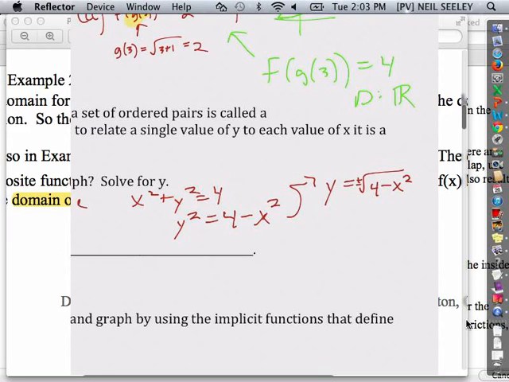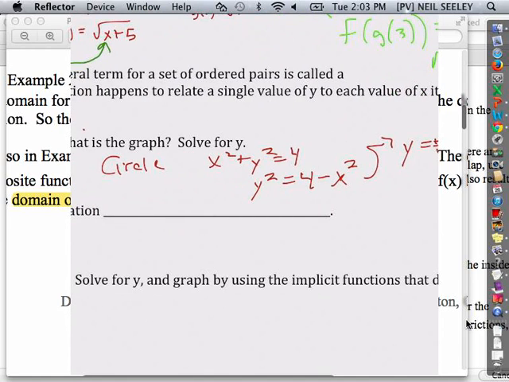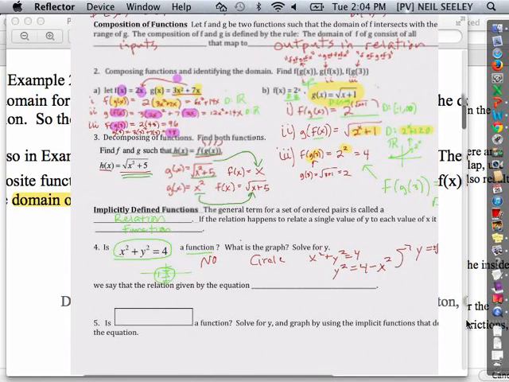Subtracted x squared. Square rooted. You say the relation is given by the equation x squared plus y squared equals 4, or you could say it's y equals plus or minus radical 4 minus x squared.